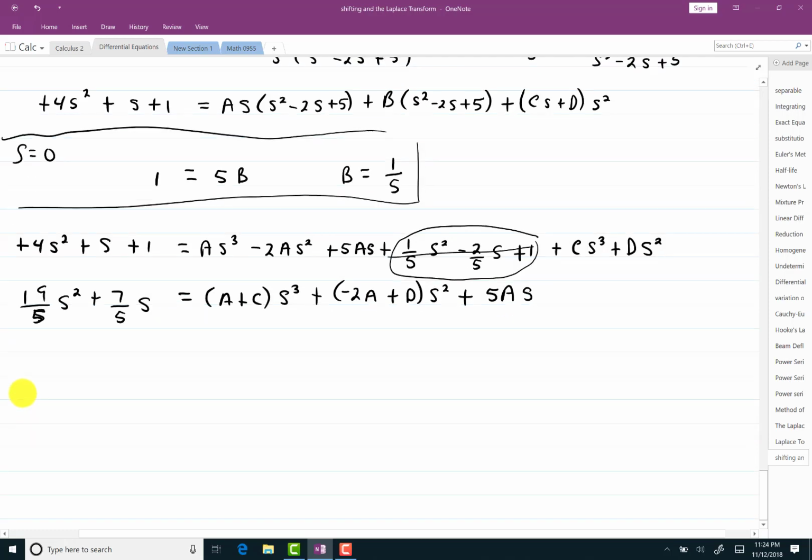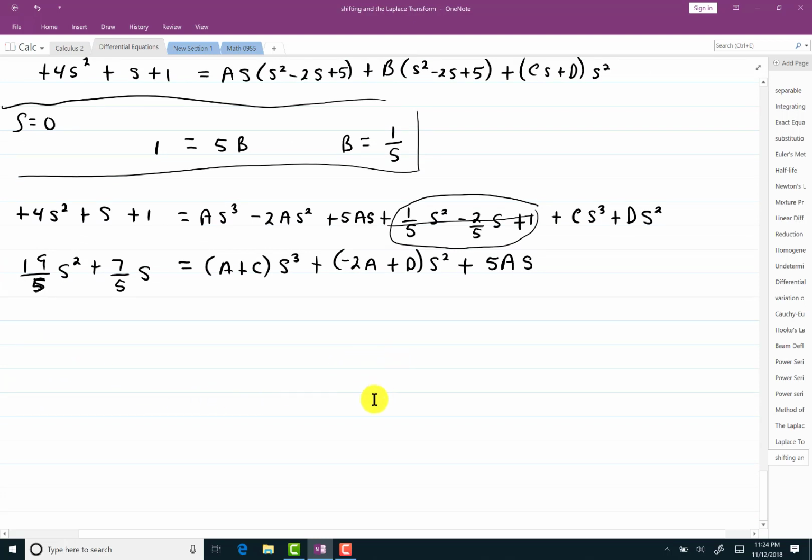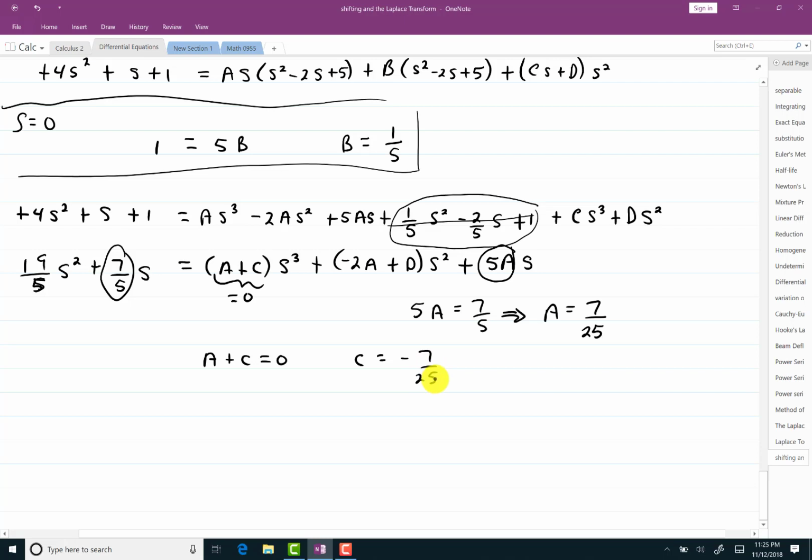Now that'll allow me to solve for a rather quickly, because when I look at the thing that's in front of s, I've got a 7/5, and the only thing in front of s here is 5a. So 5a equals 7/5. Tells me that a equals 7 over 25. Now if you look, there is no s to the third term here. So a plus c, this piece right here, is equal to 0. That tells me that a equals negative c, or that c equals negative 7 over 25.